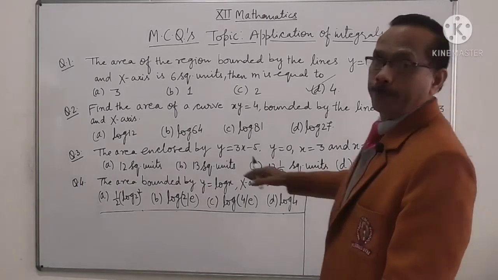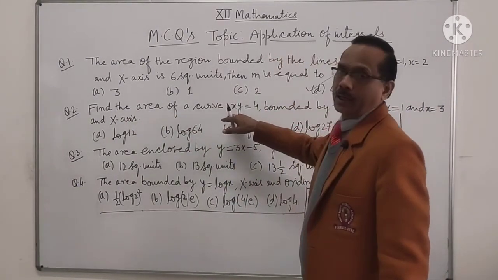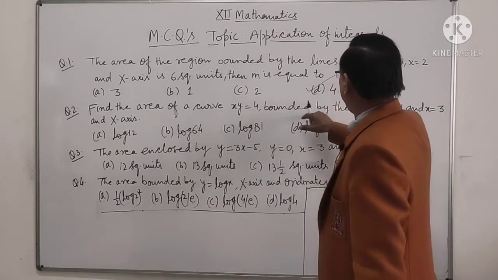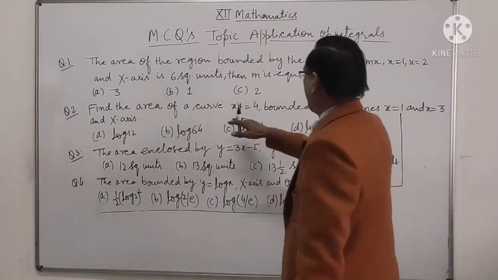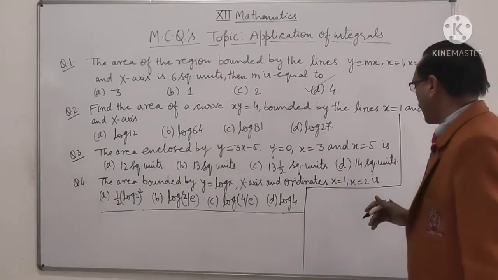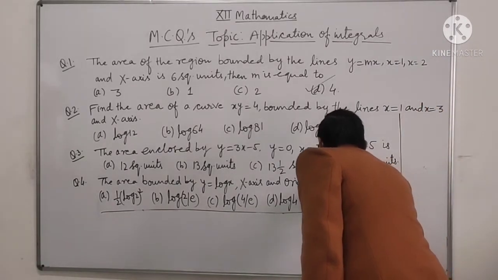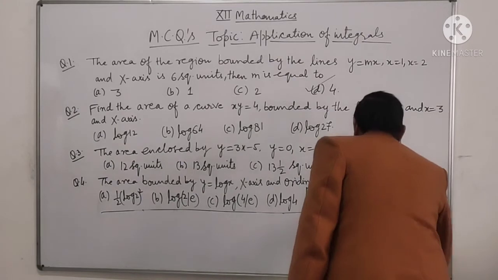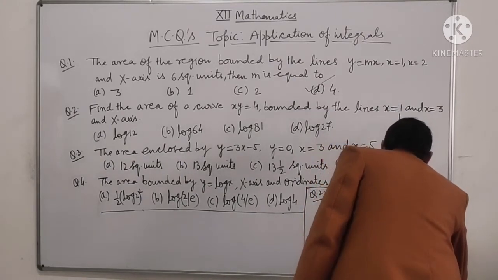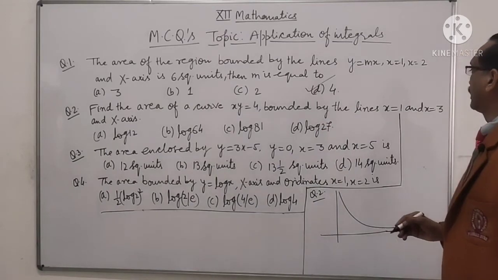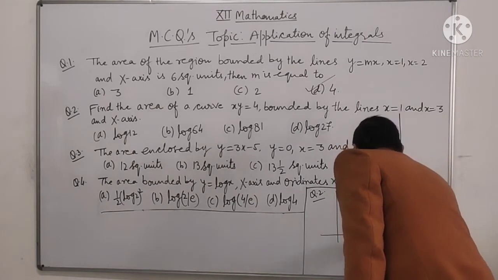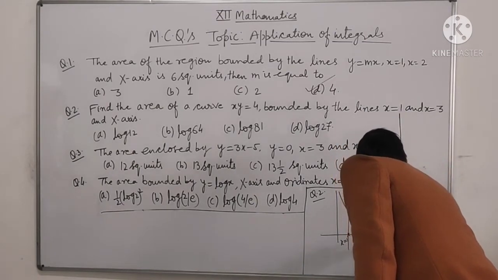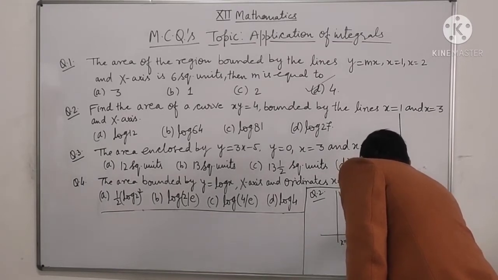Now question number 2. Find the area of the curve xy equal to 4 bounded by the line x equal to 1 and x equal to 3 and x-axis. So here xy equal to 4 is a rectangular hyperbola. It is like that. Then there is a limit x equal to 1 to x equal to 3. This is the shaded area or required area.